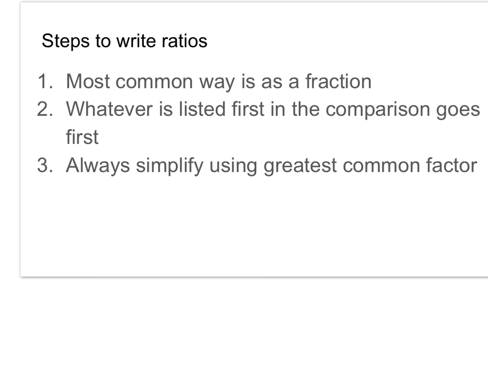There's just 3 steps, or technically 2. The most common way to write them is as a fraction. When it's given to you in a sentence, whatever is listed first in the comparison goes first, so that will be our numerator. Whatever's listed second will go second, which will be the denominator. And then you always need to simplify using our greatest common factor. So simplifying is not going away anytime soon.